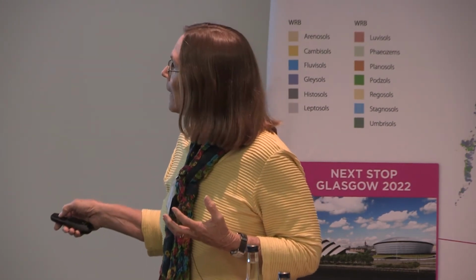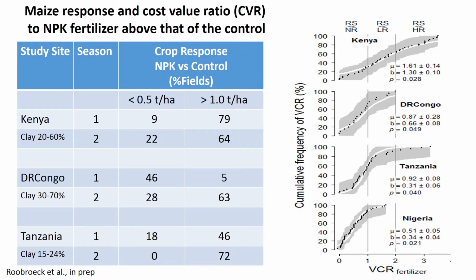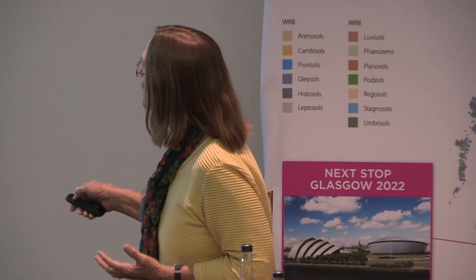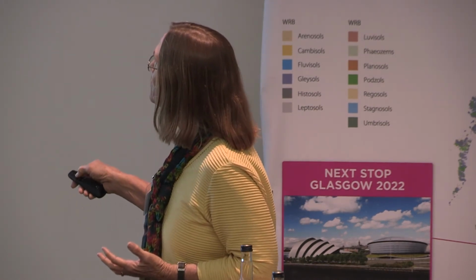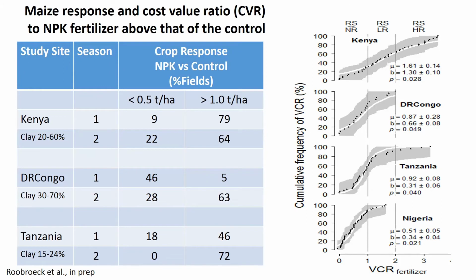Because in a good year, they did really well. They had more than 63% of the fields with more than 1 ton over the control. And some of them went up to 2 tons. So you can see why farmers get confused about fertilizers. And these are the value-cost ratios. It's a complicated graph, but it's cumulative probabilities. This is just pointing the data. And remember, value-cost ratio of 2, above that is when it's profitable to a farmer. Nigeria, it was never profitable.